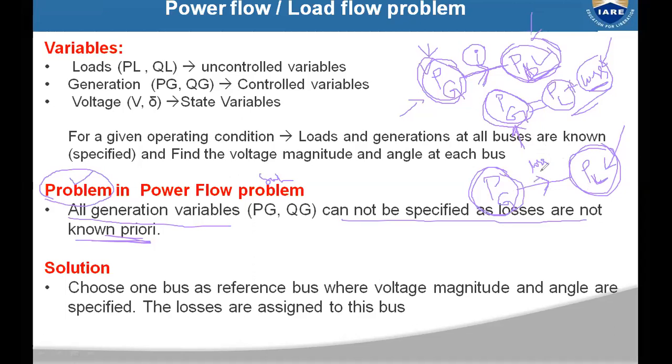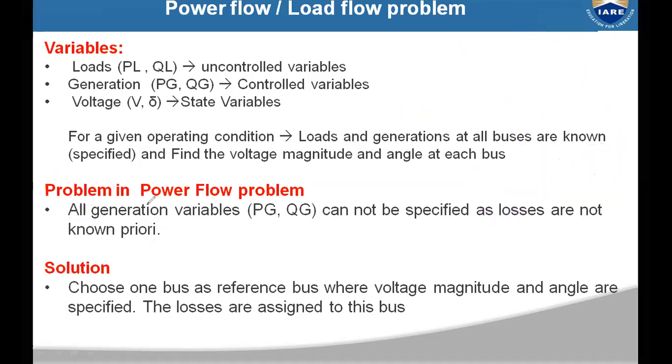But how can you determine these losses? Before the load flow solution, you cannot determine the loss. Why? Because the current, I, will be determined only after completing the load flow solution. Before completing it, how much current is flowing through the transmission line, you don't know. Because of that, the loss you also don't know. So when you don't know the loss, how much power you should generate, you don't know. That is what I want to say. So this is the problem in the power flow problem.